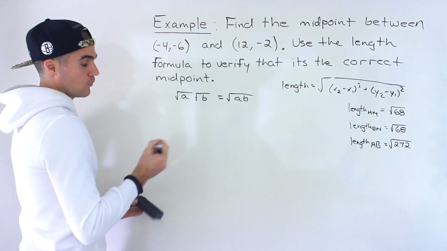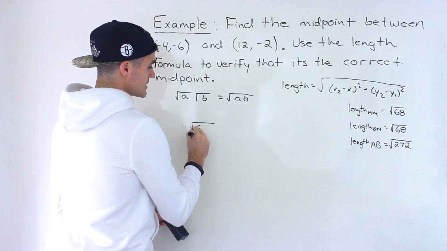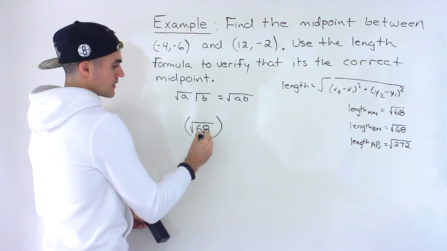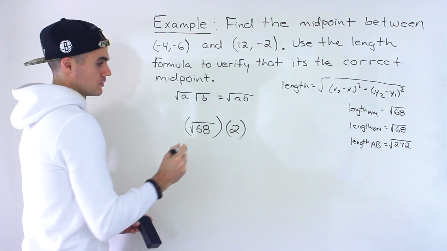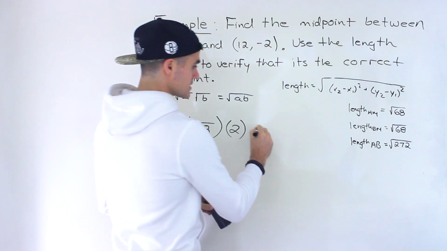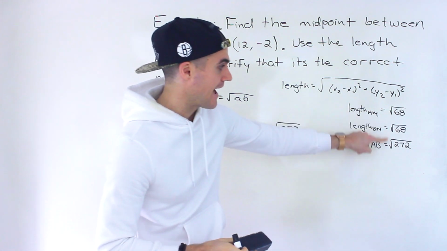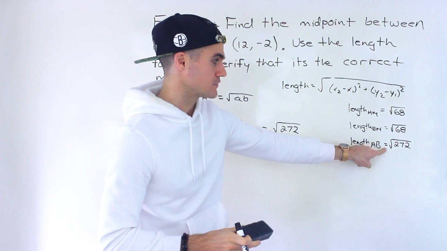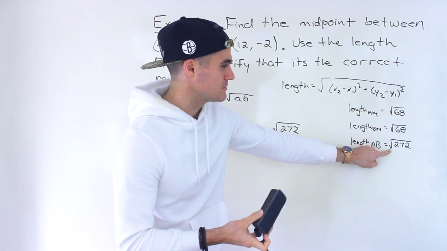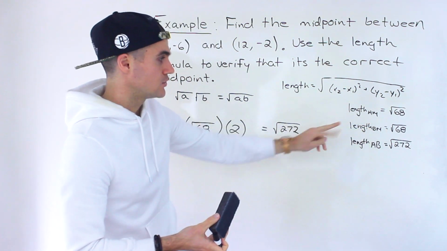So one way to do it is, we could take the square root of 68 and multiply it by 2. And we know that the square root of 68 multiplied by 2 has to give us the square root of 272, right? Because the square root of 68 is half of the square root of 272. You could verify that with a calculator, right? You'd get 16 point something here. I think it's like 16.4. And then the square root of 68 is going to be 8 point something. And you can see with the decimals.